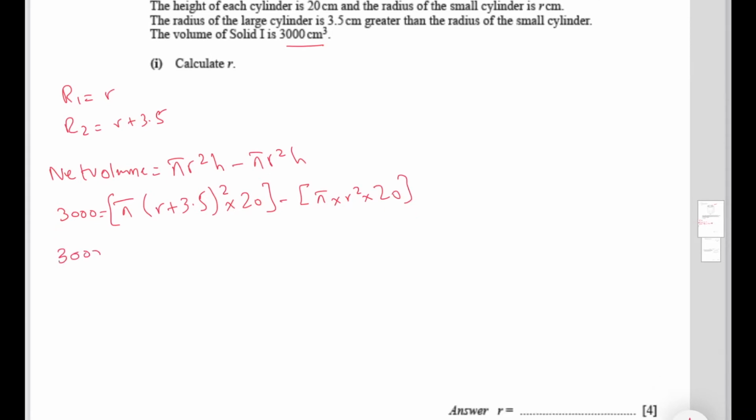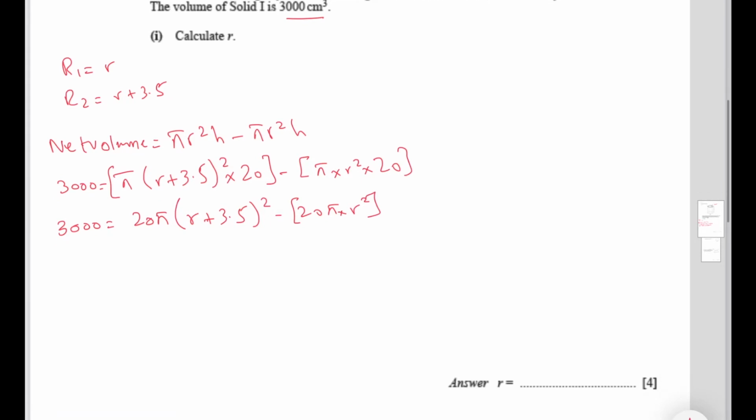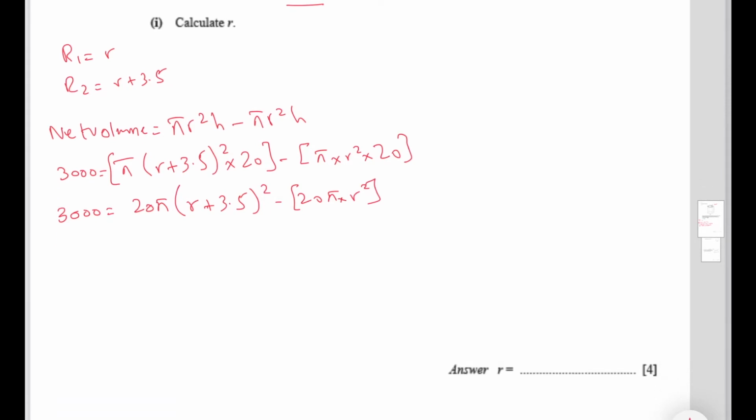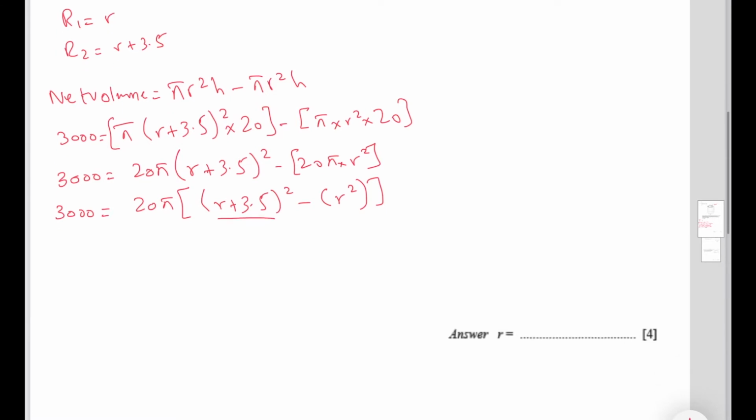So let's do this further. From the entire equation, I can see that 20 pi can be taken out, so I do that first. 20 pi comes out of the brackets. What you are left with is (r plus 3.5) whole squared minus r squared. Now we need to open up this bracket and expand it.